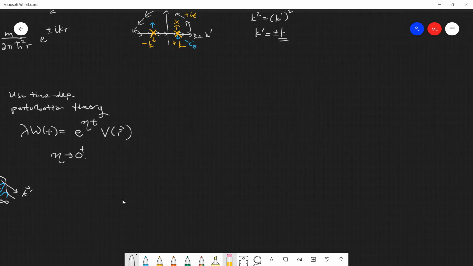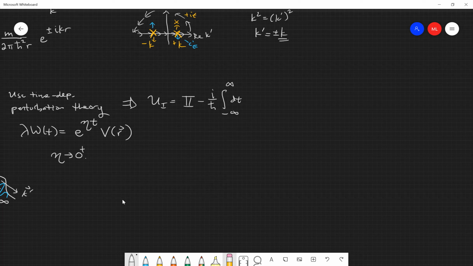Because we know that we can just start writing down the time-dependent perturbation theory for you. We can write down the Dyson series. The first term is the identity, and then it's minus i over h bar, integral from minus infinity to infinity, dt e to the i H naught t over h bar, and we have our V e to the eta t. Remember that you have to write the perturbation in the interaction picture, so you sandwich it between these phase factors.